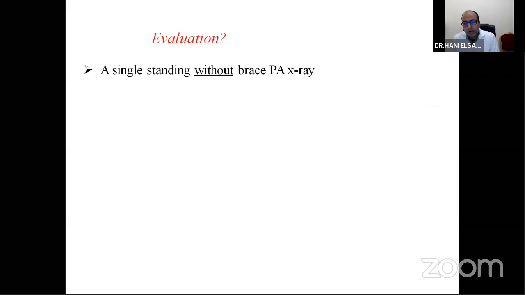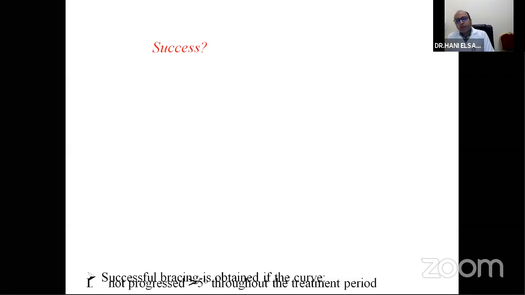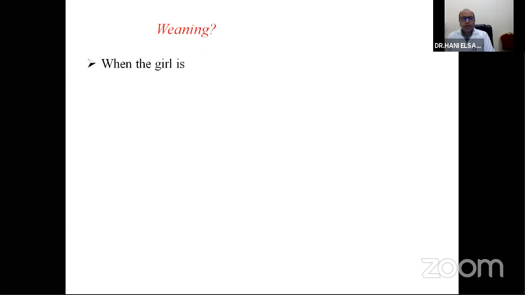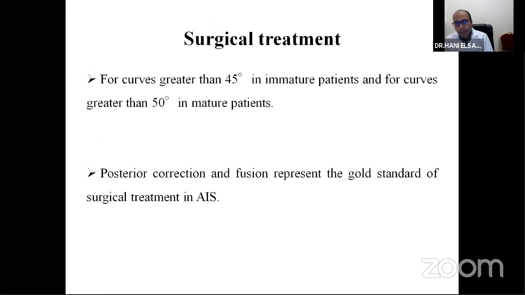Protocol of brace treatment: it may be full-time, which is more effective, or part-time. Evaluation of the deformity in the brace is by a single standing posterior-anterior X-ray without the brace at 4-month intervals for rapidly growing adolescents or large curves, and at 6-month intervals for those patients nearing maturity. How do we judge the success of brace treatment? Successful bracing is obtained if the curve has not progressed more than 5 degrees throughout the treatment period. We wean the brace when the girl is approximately 18 to 24 months post-menarchal, or when no further increase in her height has occurred.